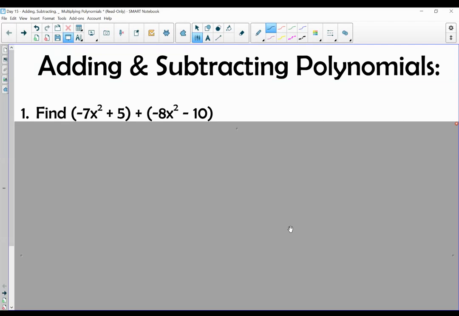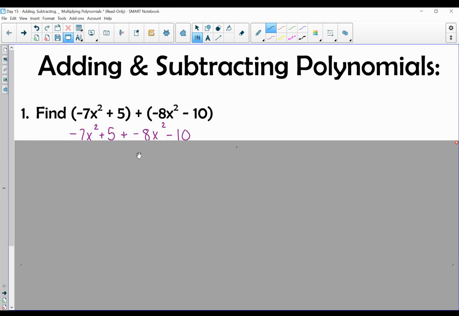Welcome back. We are going to go over adding and subtracting polynomials. So here it says find negative 7x squared plus 5, note that that's in parentheses, plus negative 8x squared minus 10. Well, yeah, it's in parentheses, but this is just addition. It's just asking me to combine like terms, basically.